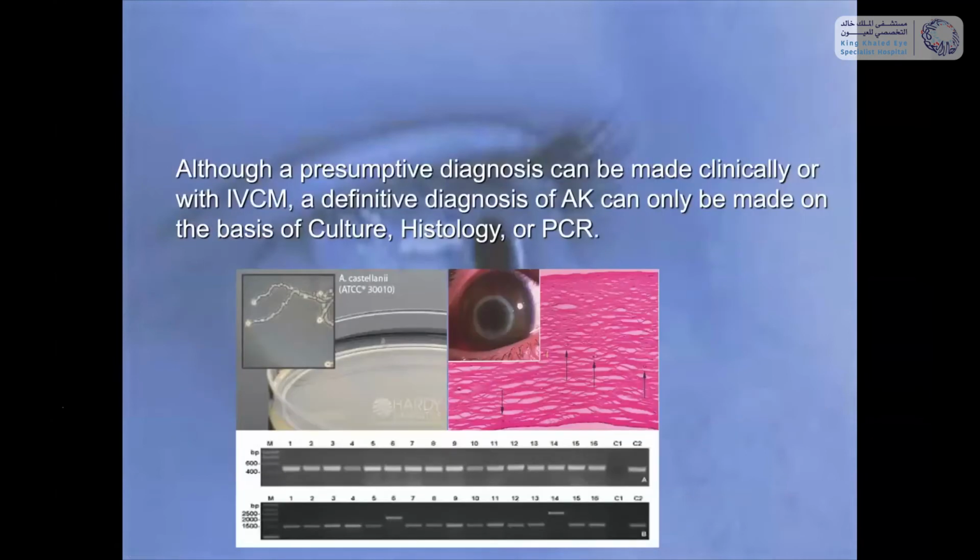Although the diagnosis is presumptive and can be made clinically or with confocal microscopy, the definitive diagnosis is only made with cultures, histopathology, or PCR.